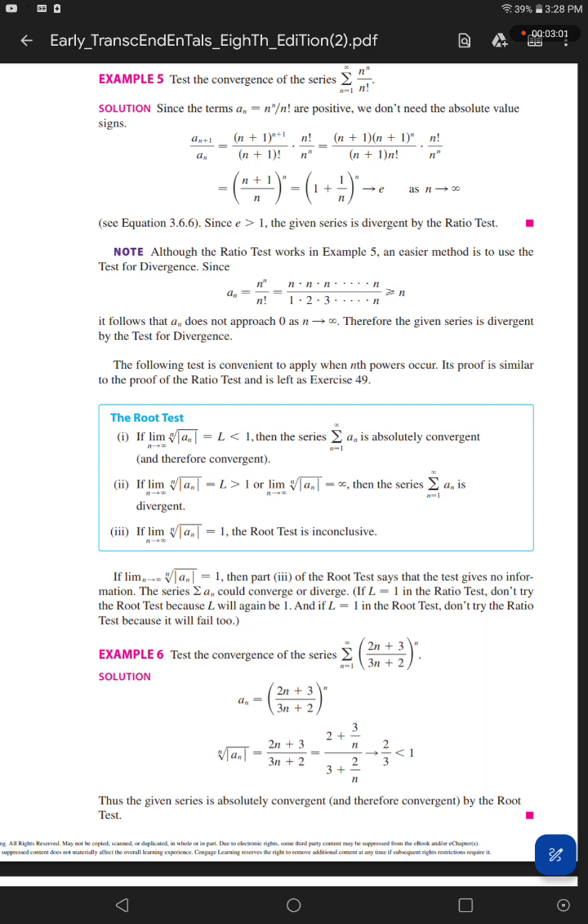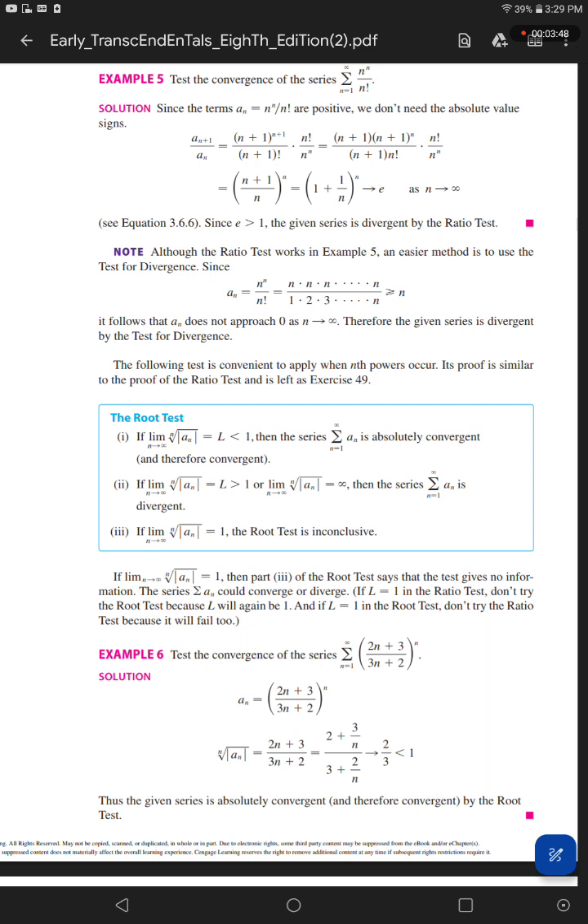The following test is convenient to apply when nth powers occur. Its proof is similar to the proof of the ratio test and is left as exercise 49. The root test. Number 1. If the limit as n approaches infinity of the nth root of the absolute value of a sub n equals big L less than 1, then the series, the sum of n equals 1 to infinity of a sub n, is absolutely convergent and therefore convergent.